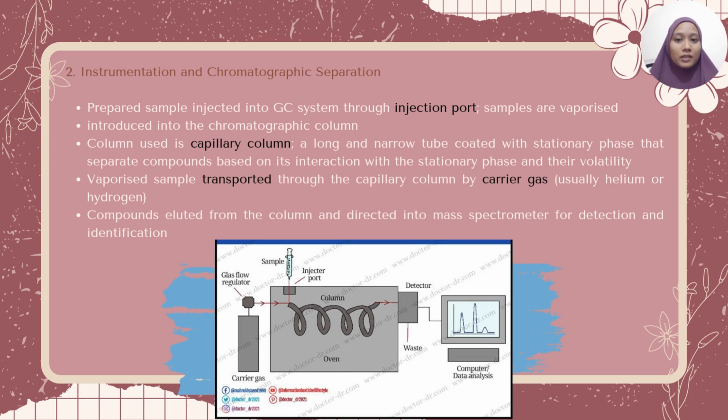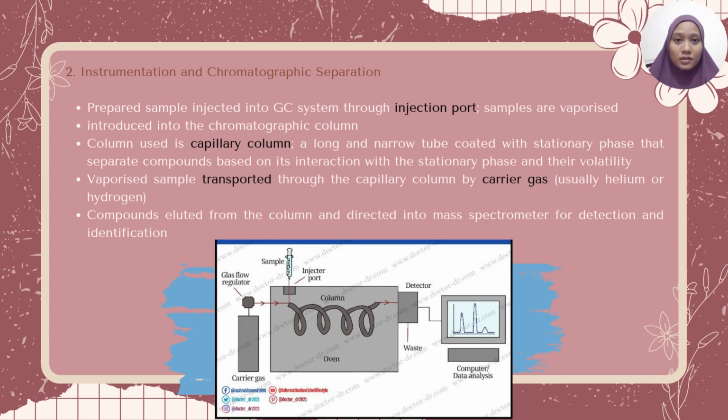The next step is the instrumentation and chromatographic separation. The prepared drug sample is injected into the GC system through the injection port, where samples are vaporized from liquid to the gas form and introduced into the chromatographic column.